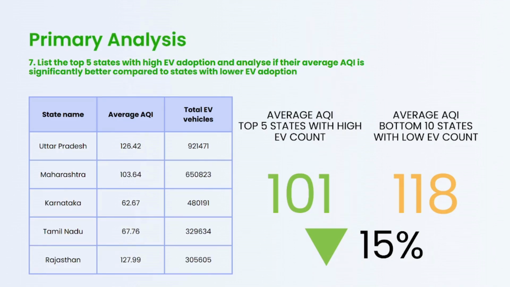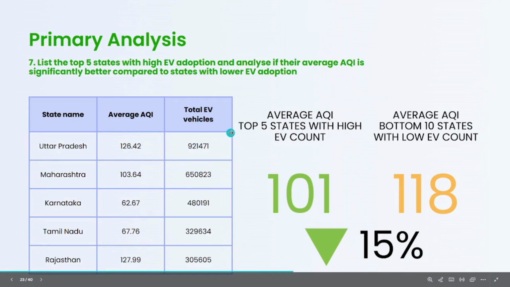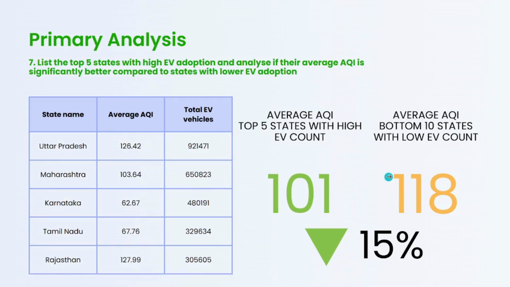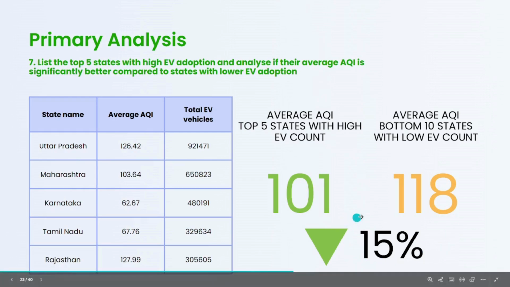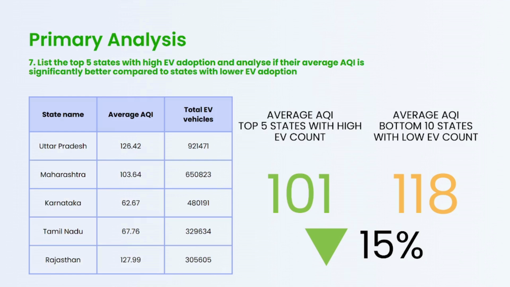If we see the top 5 states with high EV adoption, these are the top 5 states by total number of EV vehicles. If we compare these states with the bottom 10 states with low EV count, we can see a significant 15% reduction in average AQI levels.